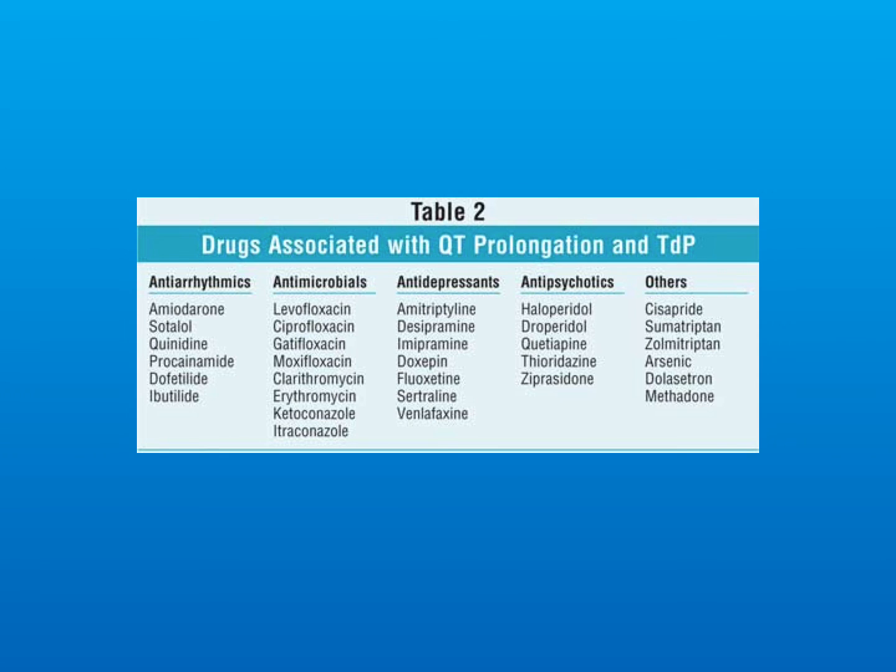The main mechanism of how the medications cause it is they block the potassium channels. And that's why class 3 of the antiarrhythmics like Ibutilide and Sotalol cause a substantial increase in the QTc.